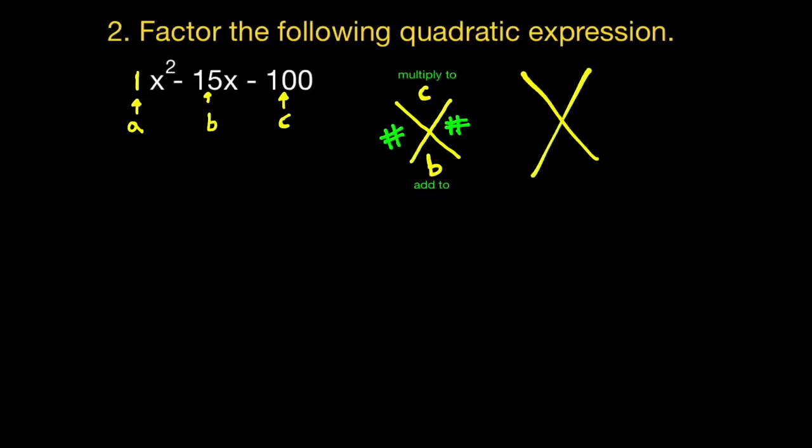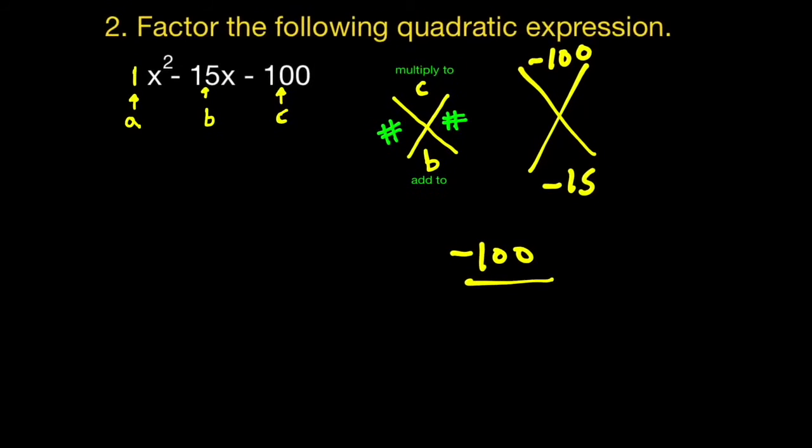Applying it to my specific example, on the top I'm going to record the negative 100, and on the bottom I'm going to record the negative 15. So I need to find two numbers that multiply to negative 100 but add to negative 15. I grab my C term and I'm going to begin to do some side work by brainstorming factor pairs. Because I have a negative number, notice that I'm going to have to be using values that are negative.